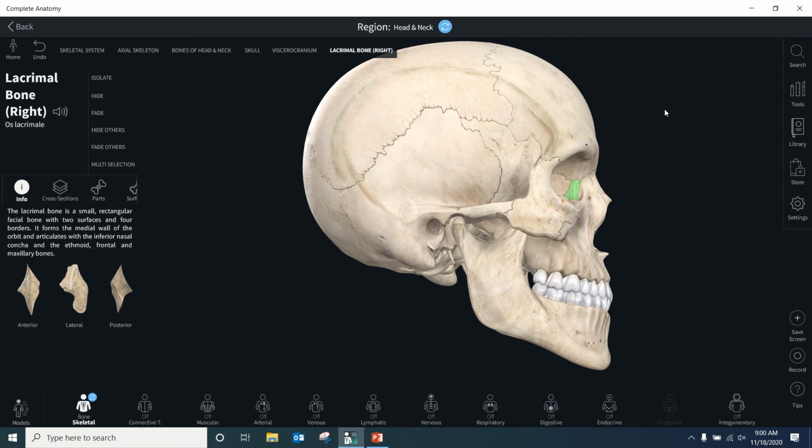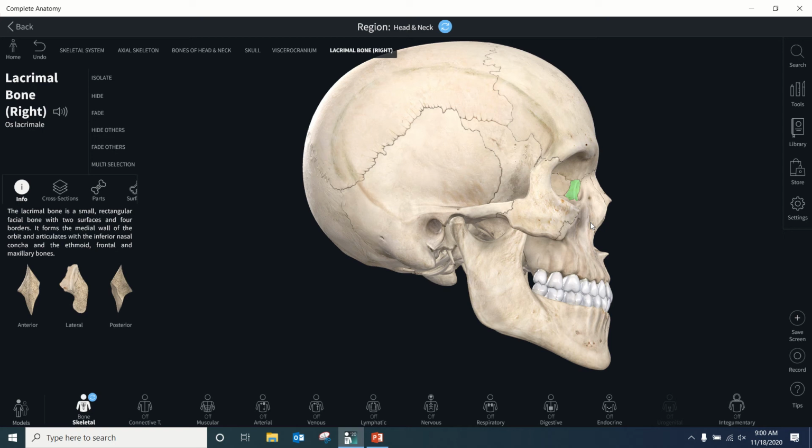It obviously contributes to the medial wall of each orbit, but it also has a groove right here on its anterior aspect that's going to contribute to this hole. You can see this little hole right here. That's called the lacrimal fossa. And that hole drains directly down into your nasal cavity.